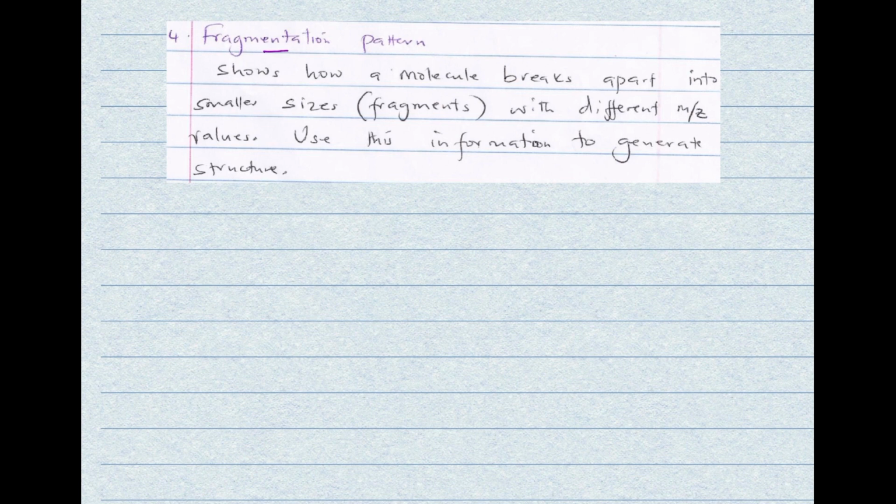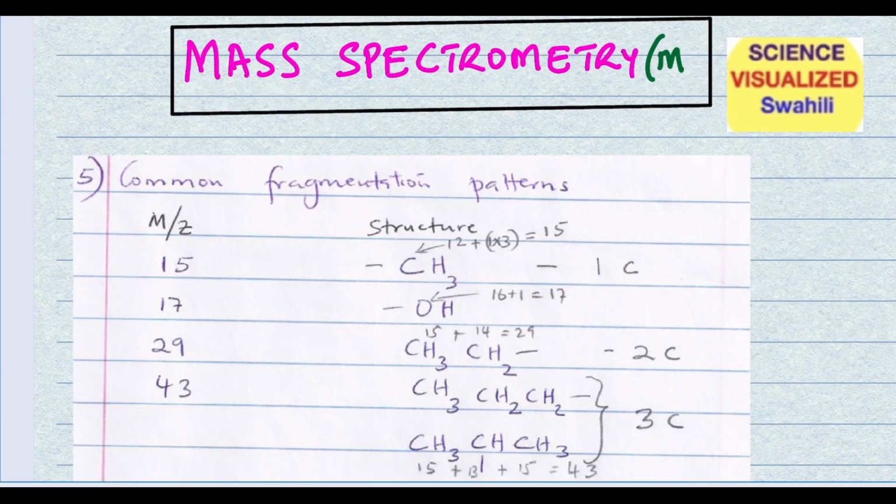The fragmentation pattern. This is very important in mass spectrometry because it shows how the molecule breaks apart into smaller fragments or sizes. Each of them has a different M over Z value. This information is used to generate the structure. So for example, if you see the M over Z equals 15, that will mean the molecule contains a CH3. Common fragmentation patterns.